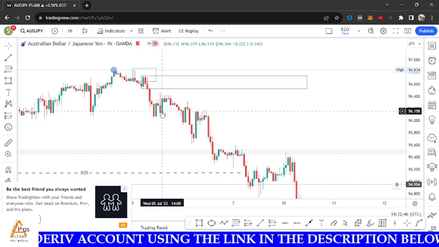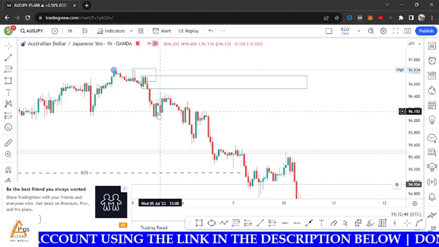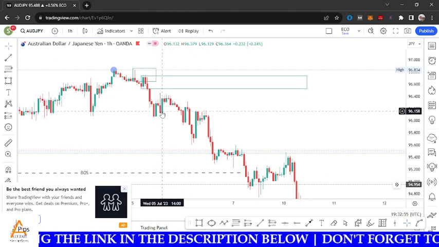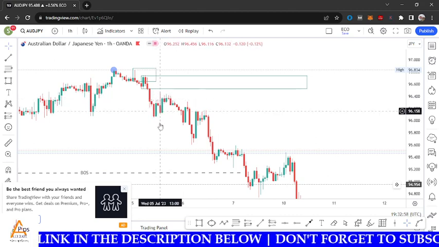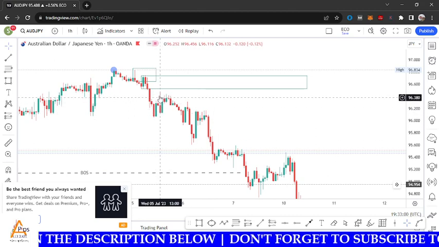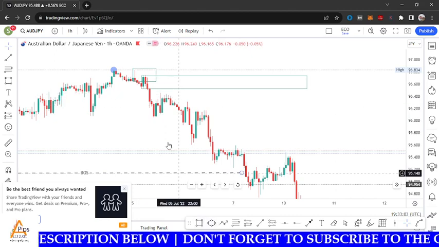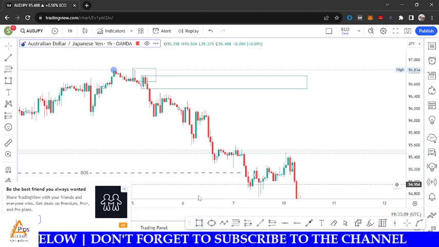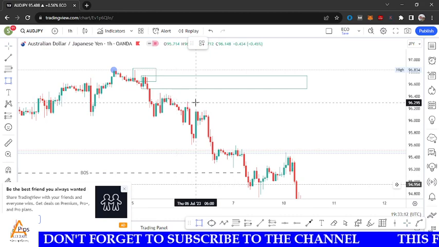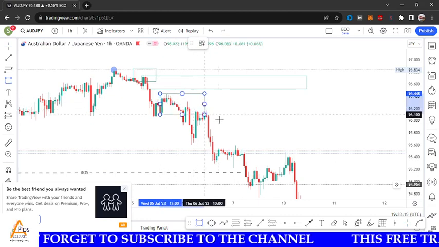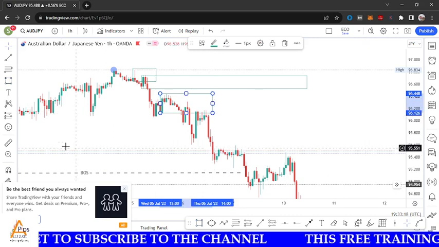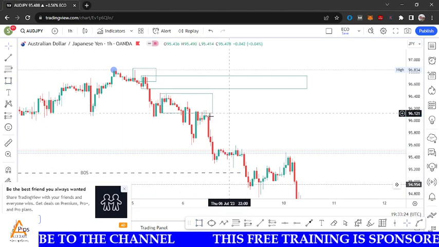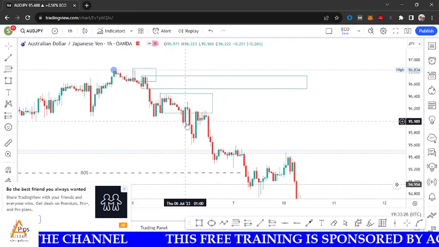But then immediately we have a new pullback within this. Within this pullback, we still have another pullback down, and then taking the high of this guy. So our main order flow is this, from this red. Now, in marking order flow, candle color is not significant. So this is the order flow over here. Now, as you can see, this order flow was what?